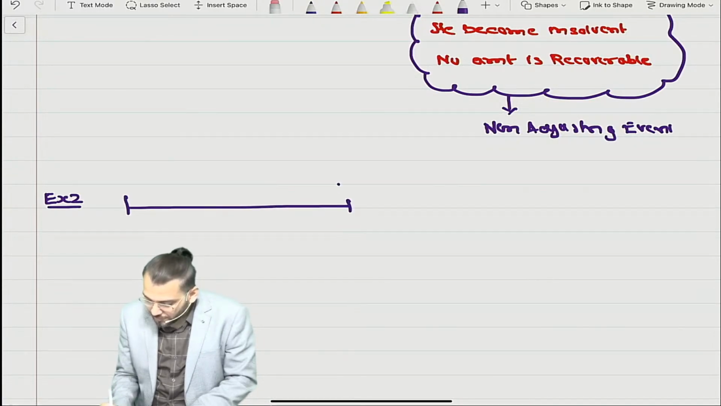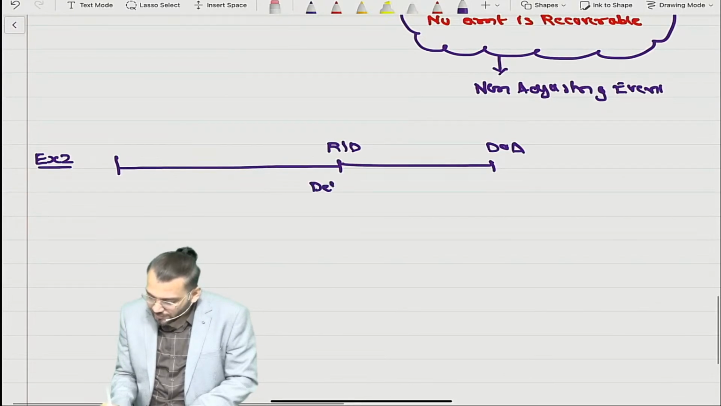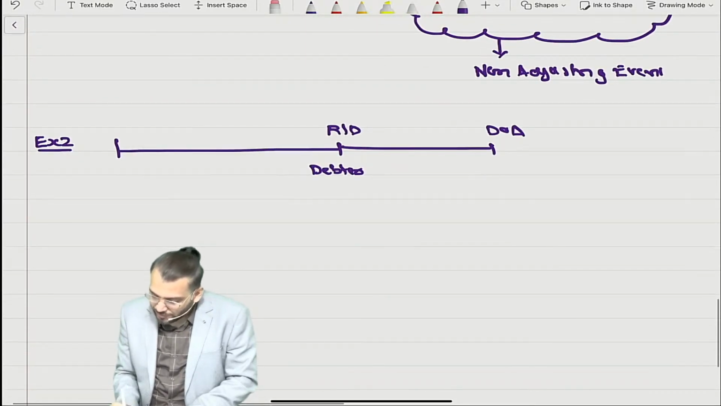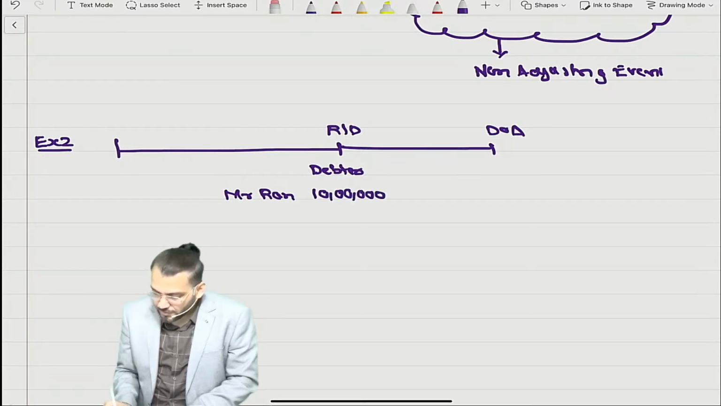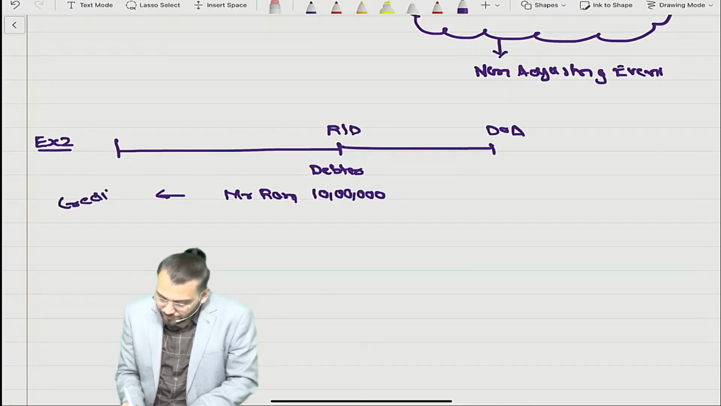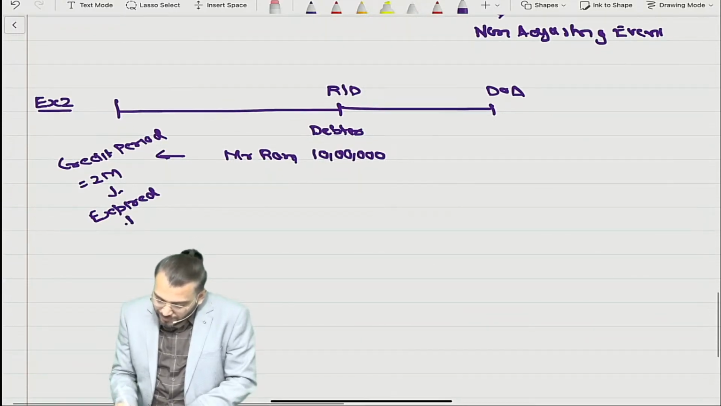Example number 2. This is reporting date. This is date of approval. One second, I will take the data. Now there was Mr. Ram, and the amount outstanding was 10 lakh. But what happened to this Mr. Ram? A credit period of 2 months was allowed. But this 2 months has already expired, and he is not paying.